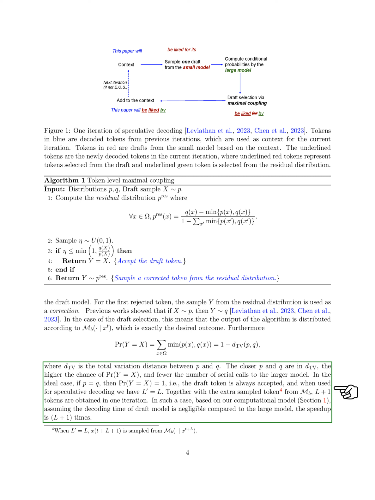In the ideal case, if the distributions of the draft model and the large model are the same, then the draft token is always accepted, and when used for speculative decoding we have all tokens from the draft model. Together with the extra sampled token from the large model, we obtain more tokens in one iteration. In such a case, assuming the decoding time of the draft model is negligible compared to the large model, the speedup is more than 1 times.